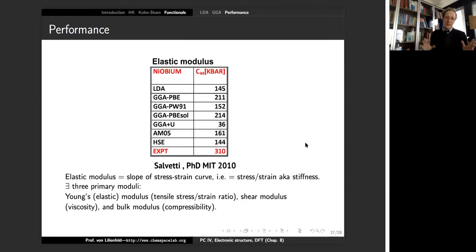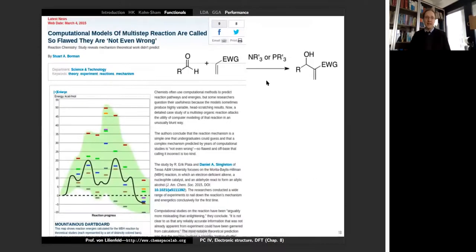Here you see an extreme case of a failure of DFT. These are many different density functional approximations predicting the elastic modulus of elemental niobium in the crystal. And you see here the C44 component of this elastic modulus. The experiment gives 310 kilobar, and your best functional is here at 214. Okay? So you're missing a third of the property. So that's quite catastrophic.